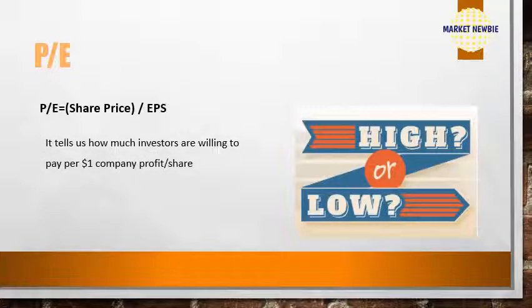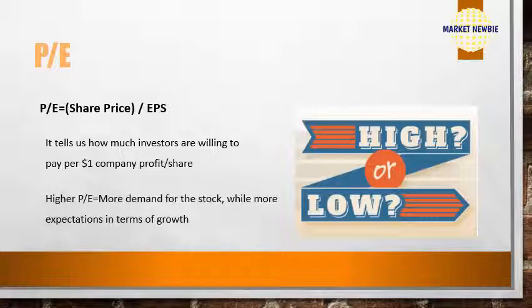It essentially tells us how much investors are willing to pay per $1 of company profit per share. A higher P/E means there is more demand for that stock, while there is also more expectation in terms of growth. If the company doesn't make as much, investors lose interest and quickly sell. The P/E ratio must always be considered relative to the company's position in its life cycle and relative to its peers in the same industry, as well as to the market as a whole.